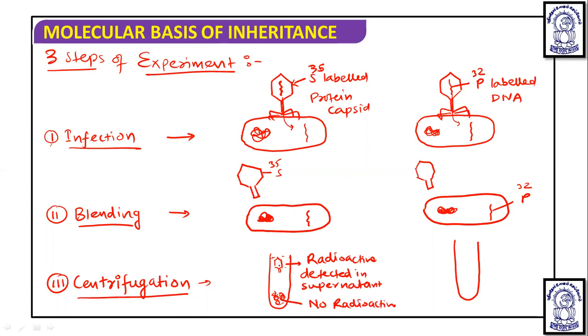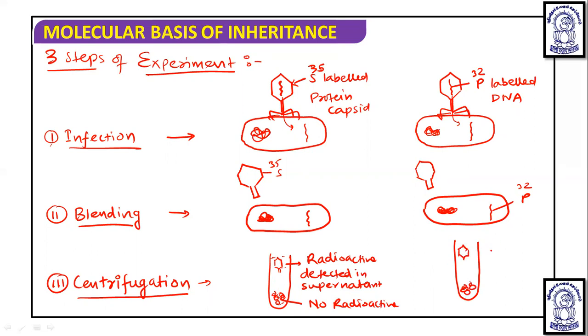It is obvious why radioactivity is in the supernatant, because the bacteria are going to be dense, larger in size. So bacteria settled at the lower position and they have not shown radioactivity. But here the protein coat has the radioactivity, meaning sulfur is incorporated in the protein and it is not entering within the cells. Here the cells are there and the supernatant is there.